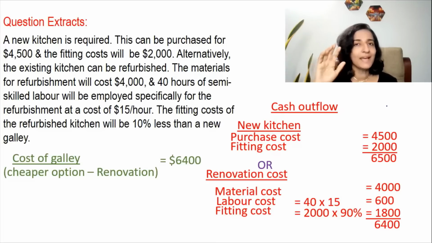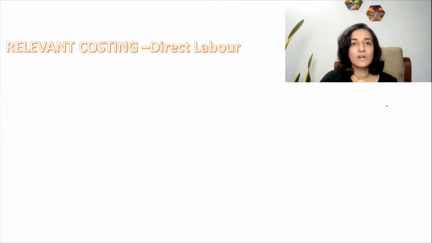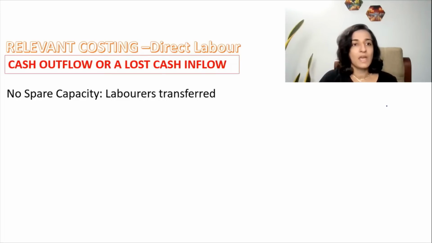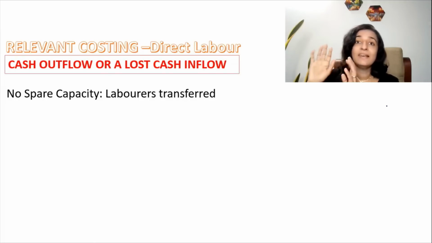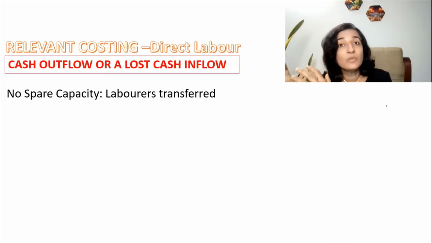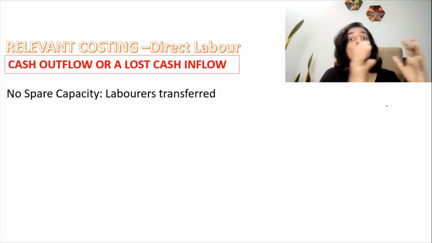We will have a quick recap of the relevant cost of labor before we proceed further. The relevant cost of direct labor is either a cash outflow or a lost cash inflow. It remains the same. So the concept is the same. So if there is a cash outflow or a lost cash inflow relating to the direct labor, then it is relevant. And what do you mean by spare capacity? Laborers are remaining idle without any job. But if there is no spare capacity, then what will we do? Then the laborers have to be transferred from an existing job to the new job.